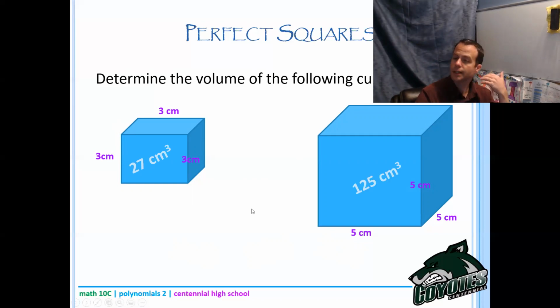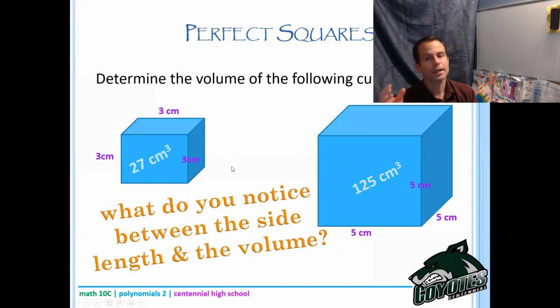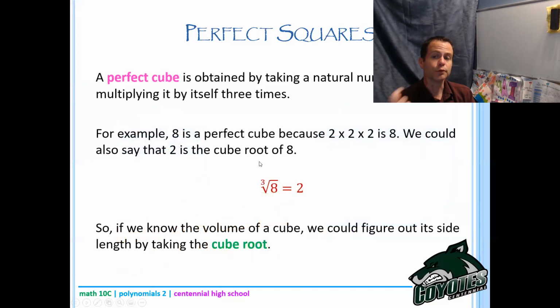So again, similar question. Again, not looking for a rocket science answer. What do you notice between the side length and the volume? The volume is the side length cubed, okay? It's the side length multiplied by itself 3 times. So if we know the volume, we can get back to the side length by cube rooting. Okay, so the rooting is the inverse operation of the cubing.